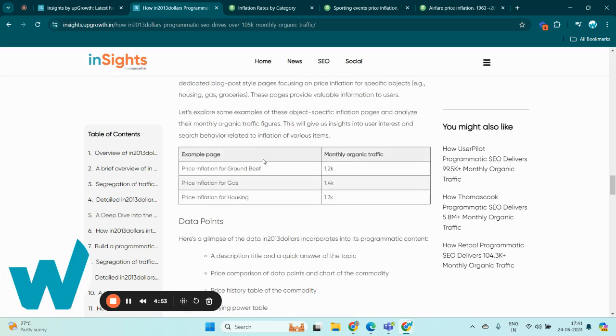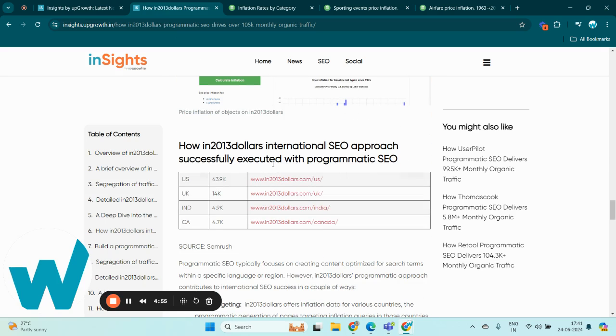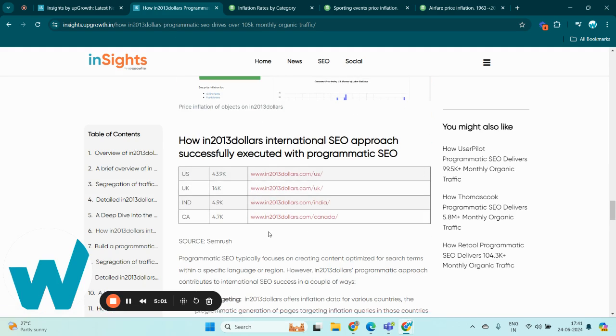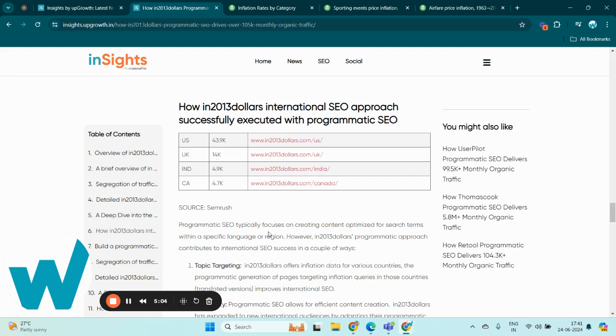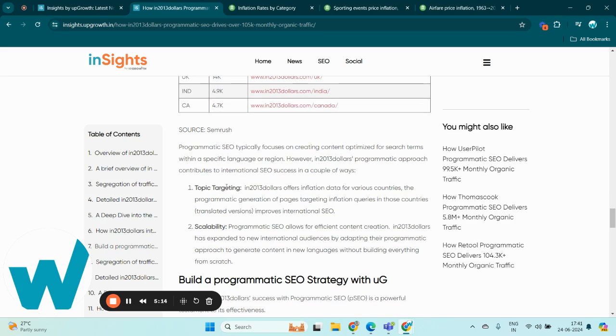Now, coming to the international SEO approach of In2013Dollars, its international SEO strategy executed with PSEO has been highly successful. For instance, they are having around 43.9K traffic from the US and 14K from the UK and so on. Topic targeting and scalability were two ways which contributed to the international SEO approach.